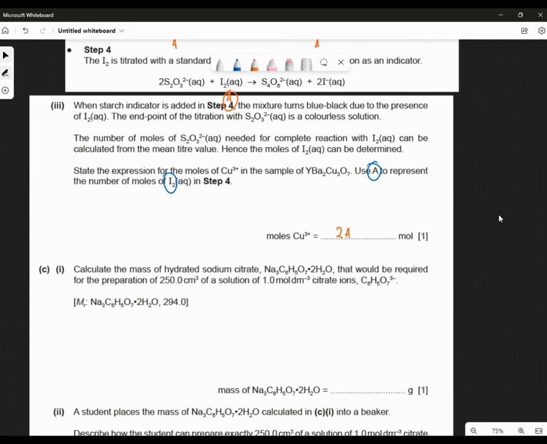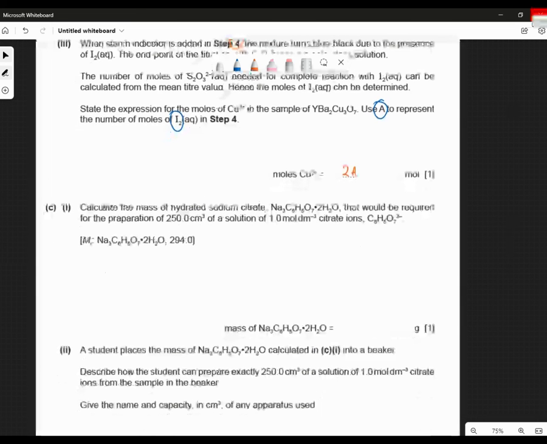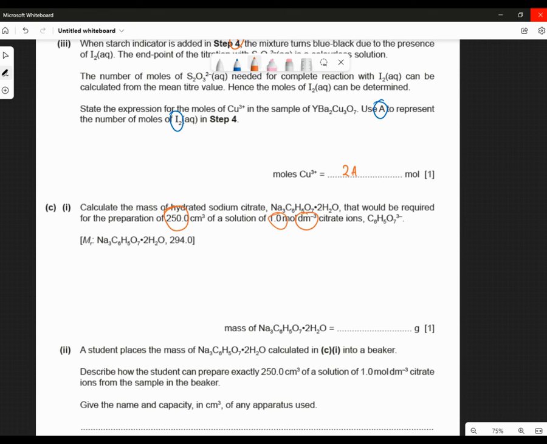All right, next, calculate the mass of hydrated sodium citrate that would be required for the preparation of 250 cc's of a solution of 1 mole of citric acid. So obviously it's a quarter. If I make 1 decimeter cubed, I need 1 mole. But I'm only making a quarter of a decimeter cubed. So it's 0.25 times the relative molecular mass of sodium citrate, which is apparently 294. So 0.25 times 294, which is 73.5 grams.